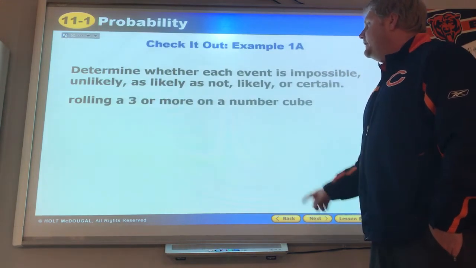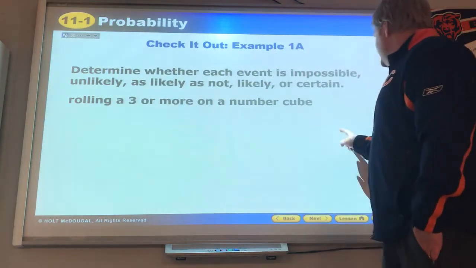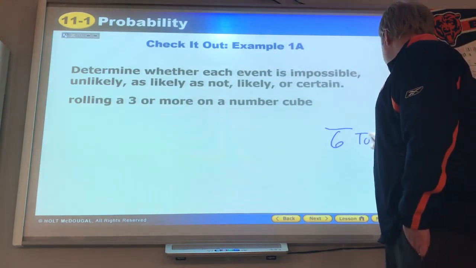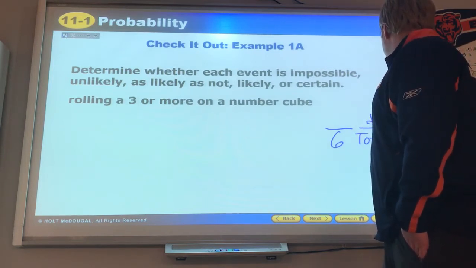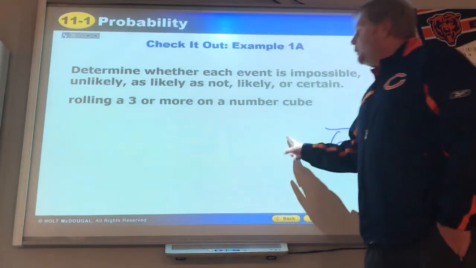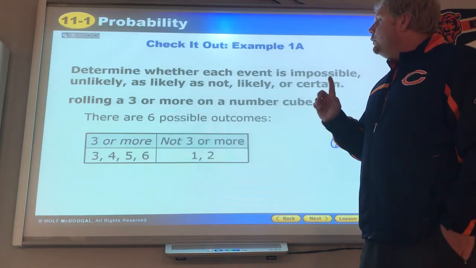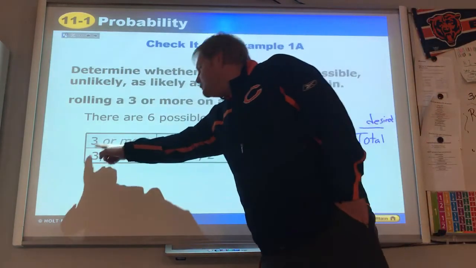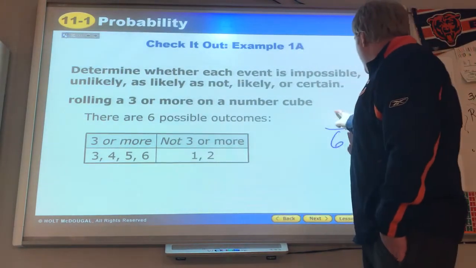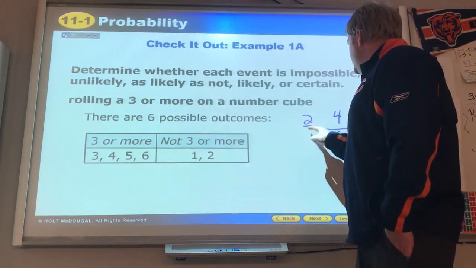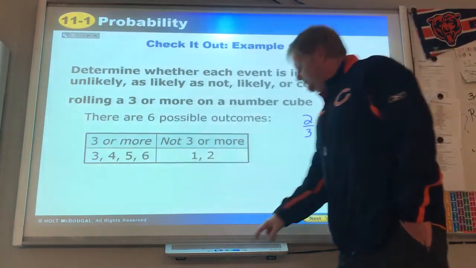Okay? Now, rolling a 3 or more. So there's still 6 choices, right? The total possible outcomes. The desired. This one, not so hard. But we have to read carefully. 6 possible outcomes. Hey, the total of 6. Ooh, 3 or more. So these 3 meet, or the desired outcome that I want. So there were 4 out of 6, or 2/3. Oh, that means it's pretty likely that that would happen.